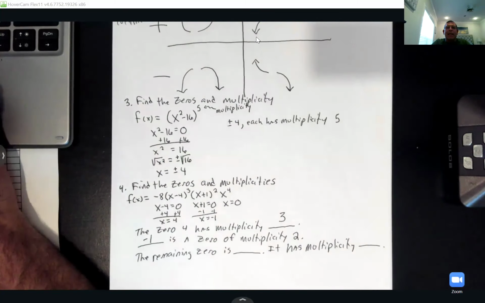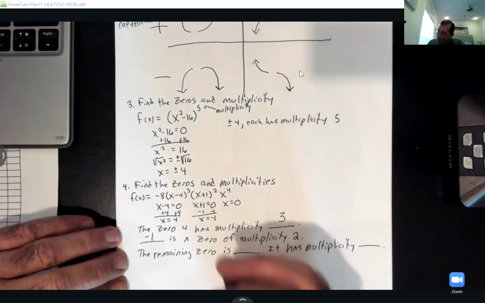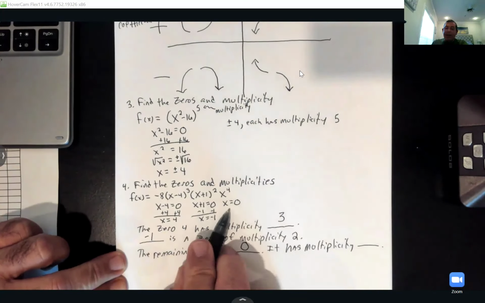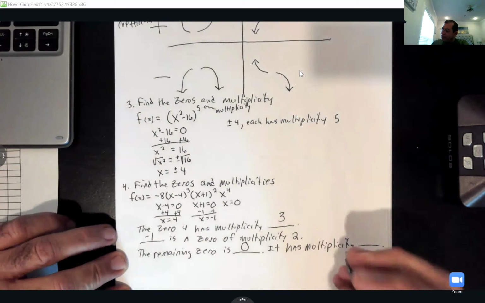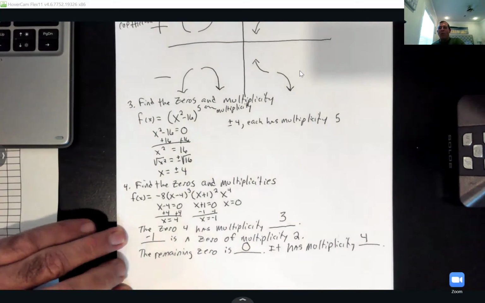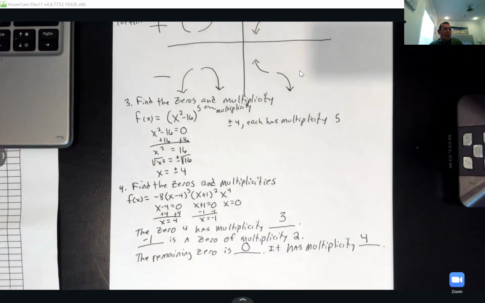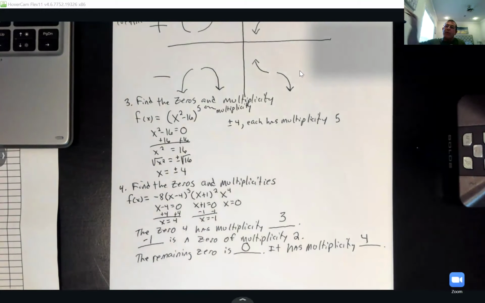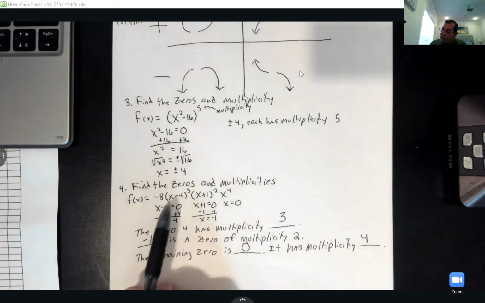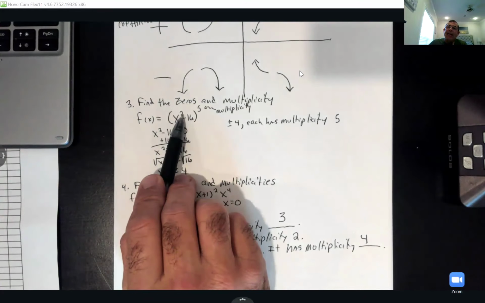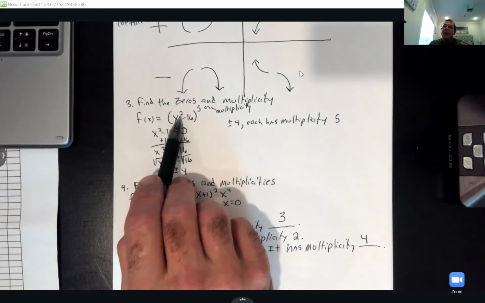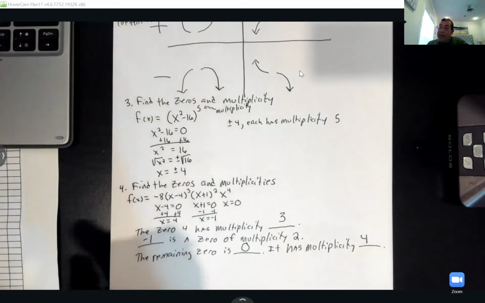So 0 is the last 0 we had. And good job, it does have a multiplicity of 4. So that's the trick on those. Remember, the multiplicities are just those exponents on the outside. It wasn't the exponent on the inside of the parentheses. That just tells me how many zeros I'm getting for that factor, okay?